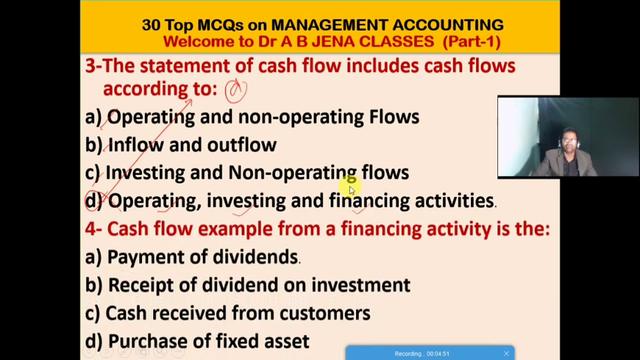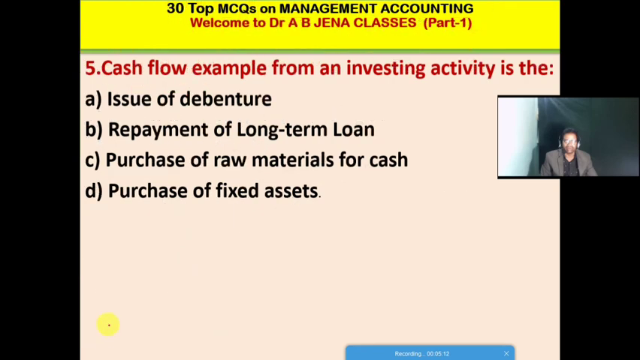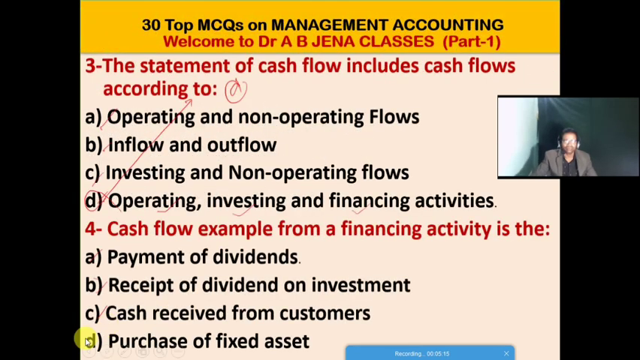Next MCQ: a cash flow example from a financing activity is what? A, payment of dividends. B, receipts of dividend on investment. C, cash receipts from customers. D, purchase of fixed assets. So friends, here A is the right option for this MCQ. The payment of dividends is a cash flow example from a financing activity. So A is the right option.